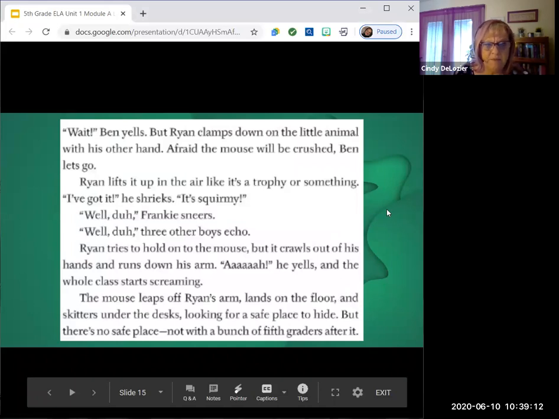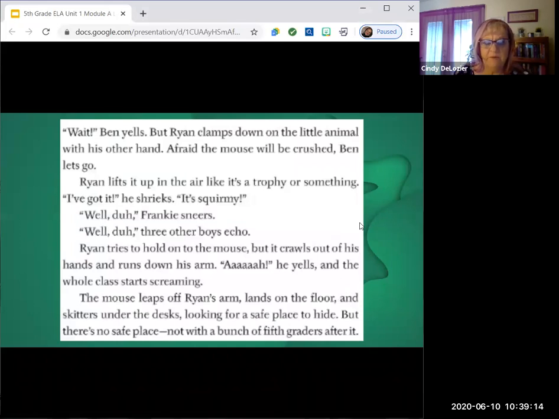Wait, Ben yells, but Ryan clamps down on the little animal with his other hand. Afraid the mouse will be crushed, Ben lets go. Ryan lifts it up in the air like it's a trophy or something. I've got it, he shrieks. It's squirmy. Well, duh, Frankie sneers. Well, duh, three other boys echo. Ryan tries to hold on to the mouse, but it crawls out of his hands and runs down his arm. Ah! He yells, and the whole class starts screaming.